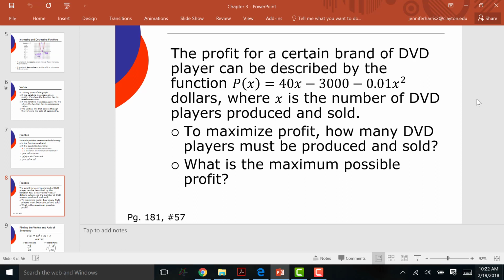So they want to maximize their profit. Does that mean you want to get the most money you can? Yes. So up here at the top is the most money I'm going to get. When you say maximize or maximum, I'm looking for this point right here. Well, how do I find that point? Put it in the calculator. If you type that equation in, tell me what the maximum point is.